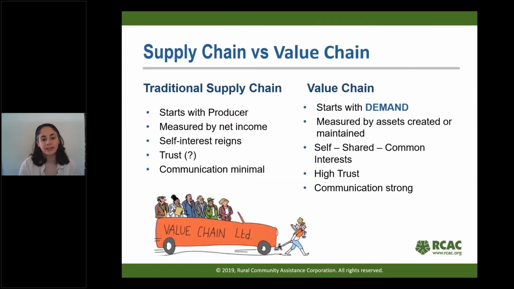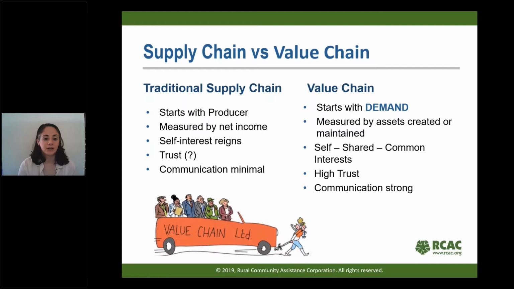So what are the key differences between a traditional supply chain and a value chain? In a value chain, the process starts with demand. The needs or demands of people in your community, your potential users or customers and consumers. Everything starts with them and then filters back through the value chain. In a supply chain, it typically starts with the producer who's trying to find a way to sell their product or service on the market and is less concerned about the needs of their potential customers.